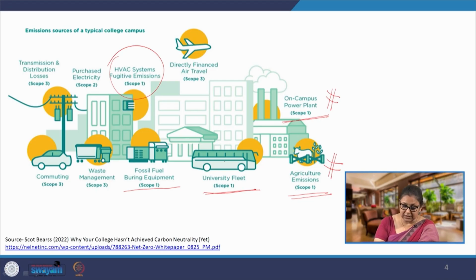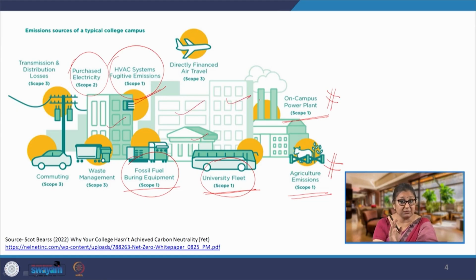But these three, university fleet, fossil fuel burning equipment, the extent and the scale may vary, and the HVAC system fugitive emissions, these are more or less common in all the universities. Now scope 2 is largely, as we understand, coming from the purchased electricity, and this purchased electricity is going in all university buildings, and we will see the extent of these scope 2 emissions, how much is scope 1, scope 2 and then scope 3.